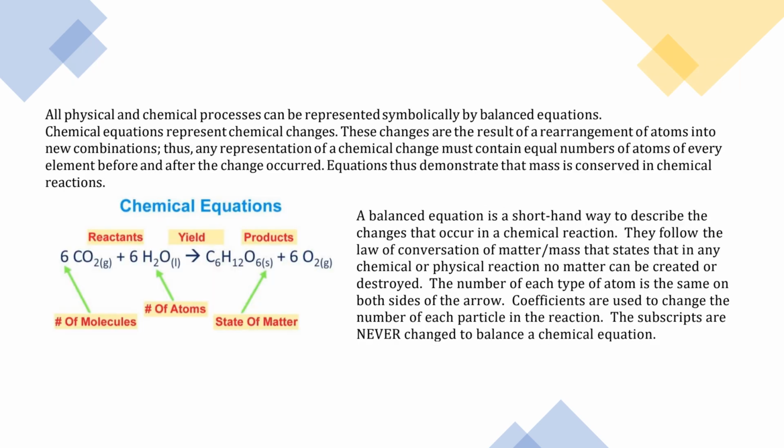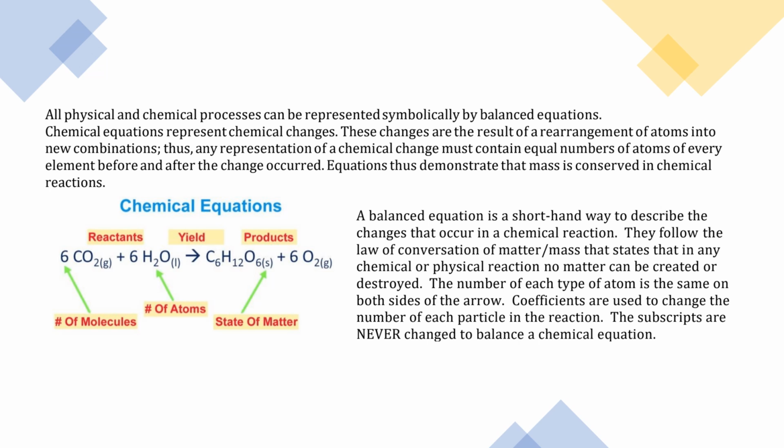All physical and chemical processes can be represented symbolically by balanced equations. Chemical equations represent chemical changes. So these changes are the result of a rearrangement of atoms into new combinations. Thus, any representation of a chemical change must contain equal numbers of atoms of every element before and after. And this is related to the law of conservation of mass.